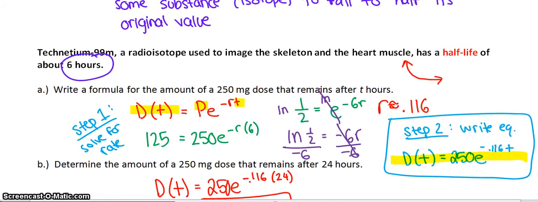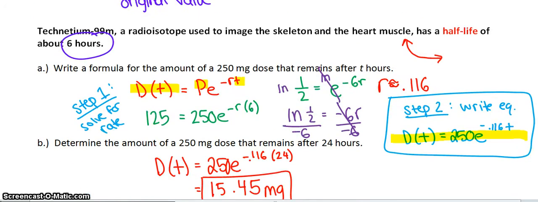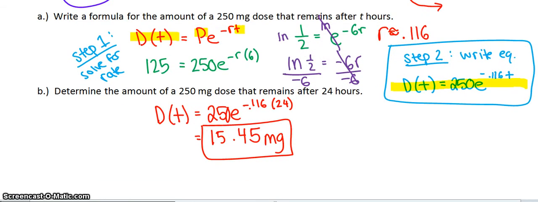Okay, so moral of the story, its half-life is the time it takes for the radioactivity to be half its original value. But we use that half-life to solve for our rate, so we can set up an equation to figure out what is the decay, or how is the decay affecting the function after any given time.